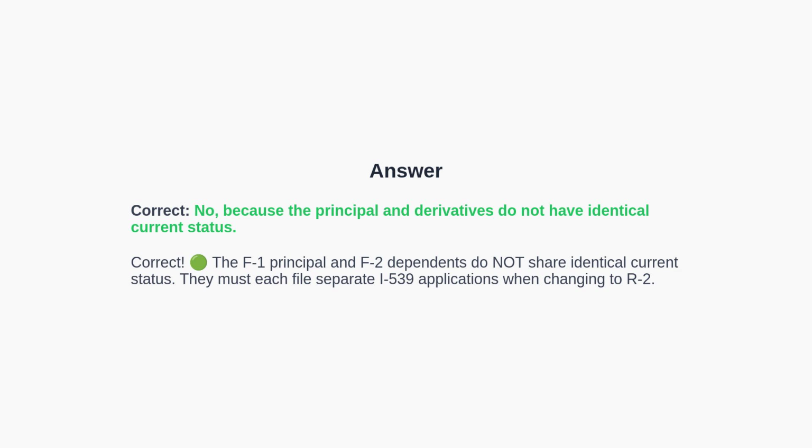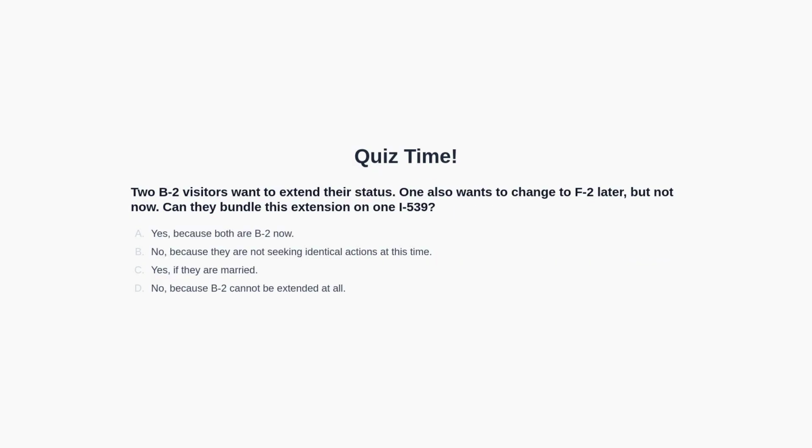The correct answer is no, because the principal and derivatives do not have identical current status. Even though they are all seeking to change to R2, their current statuses are not identical. Therefore, they must file separate I-539 applications. Here is the second quiz.